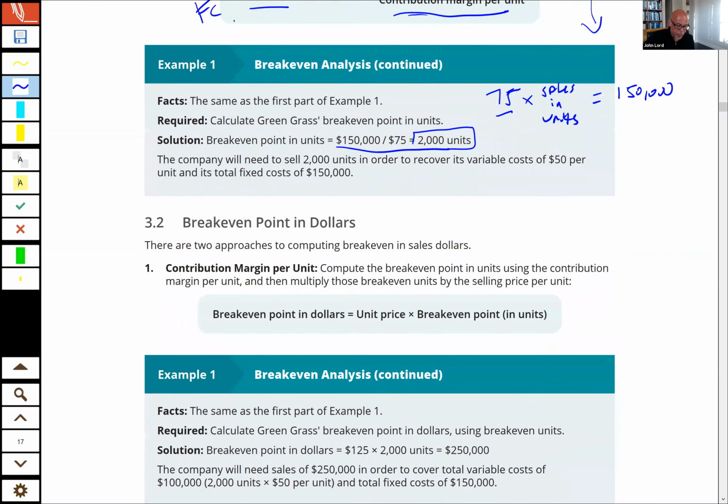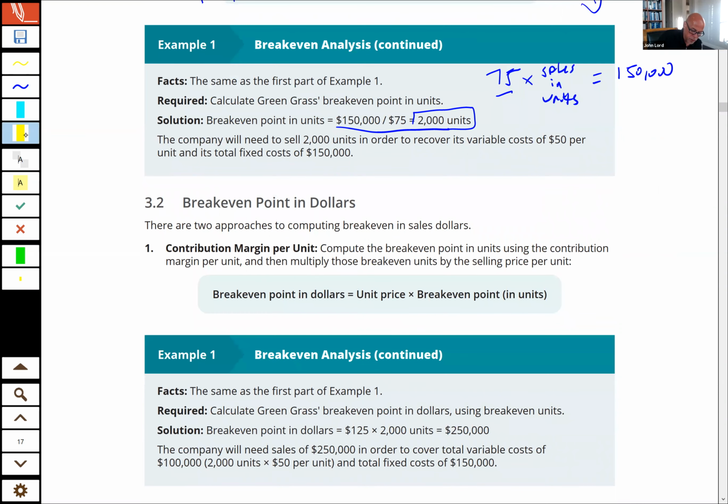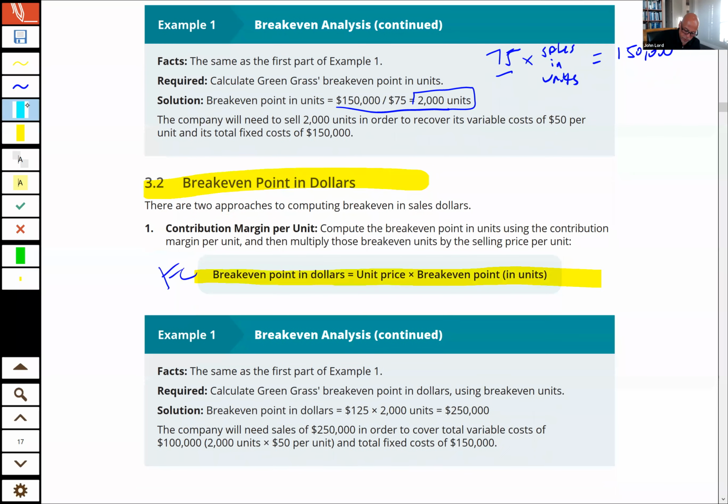Now, if you want to turn this into dollars, just simply take the break-even point that you just calculated times the unit price, and that will turn that unit number into a sales dollar number. And so that's all they did here. They said, if I'm selling the thing for $125 each and I have to sell 2,000 to break even, then my break-even point in sales dollars is 250,000.